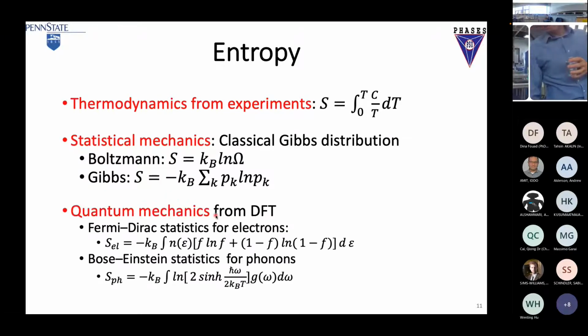Anyway, now from quantum mechanics, you can calculate them from DFT. DFT was invented in the 1960s, just the time I was born. So you calculate two important entropies: the entropy from electrons and the entropy from phonons. That was what was missing in statistical mechanics.